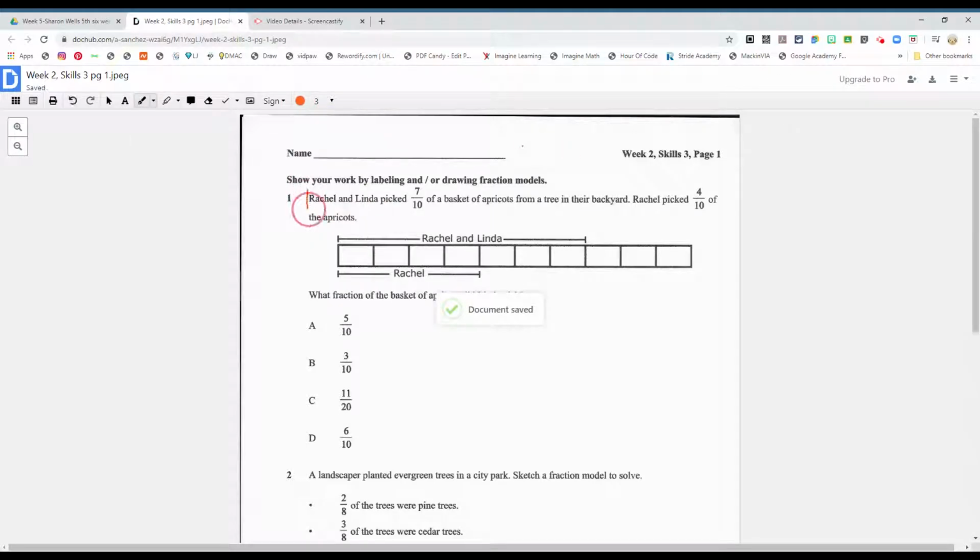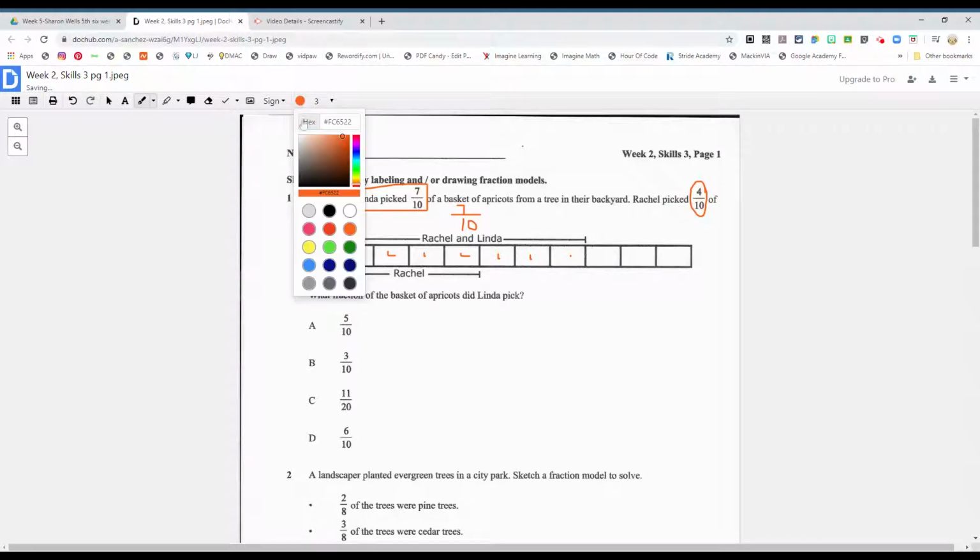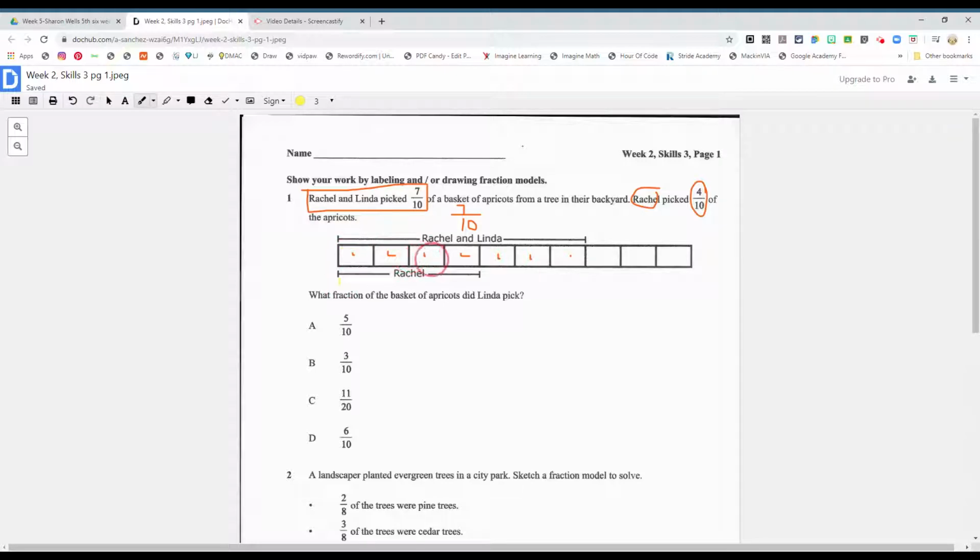Okay, we have Rachel and Linda together, boys and girls, at 7/10. So 1, 2, 3, 4, 5, 6, 7. Together, boys and girls, that's 7/10, 7 out of the 10. Together. And then Rachel all by herself just picked 4/10. So for Rachel, boys and girls, right here they're showing you it's 1, 2, 3, 4. 4 out of the 10 was Rachel's amount.